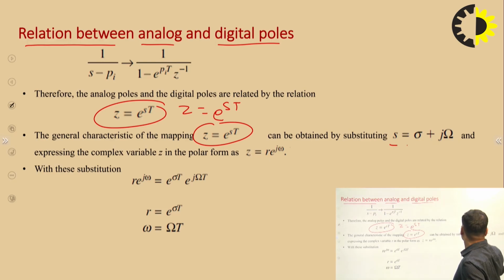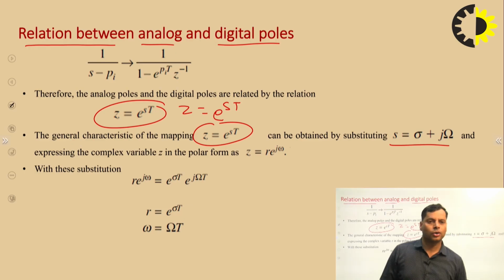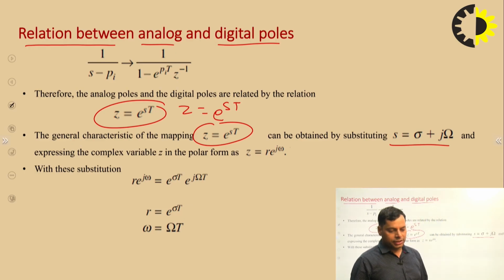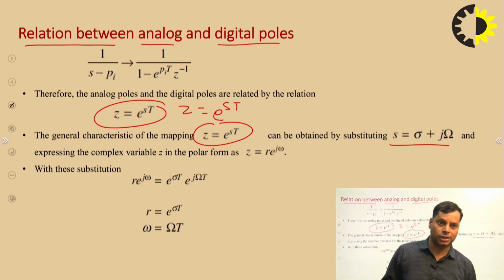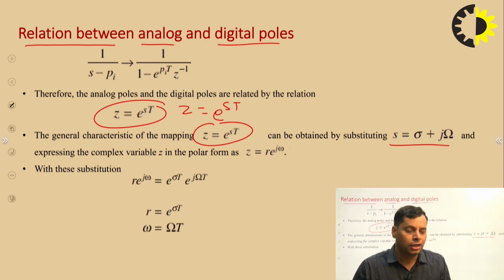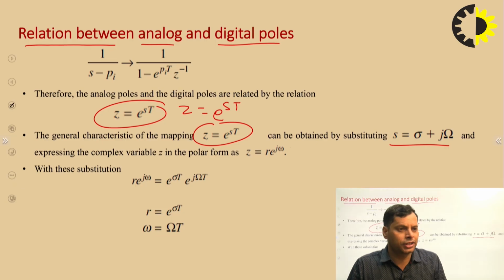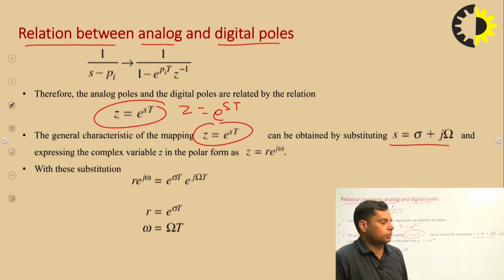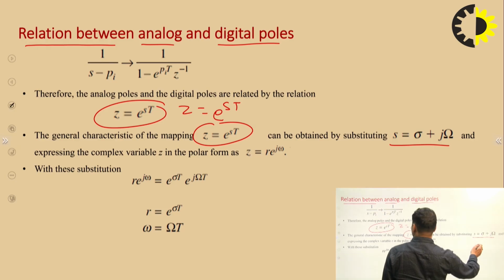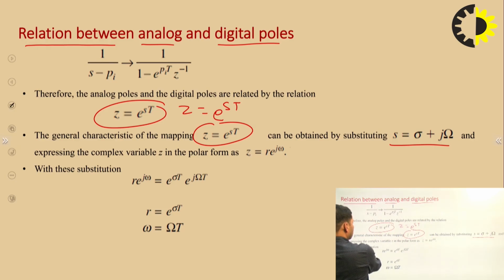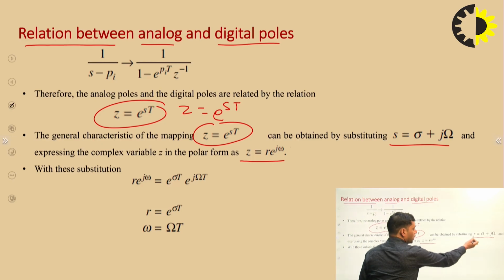The s will be represented by sigma plus j omega. Sigma means this s function, the Laplace variable, has a real and an imaginary coefficient, where the imaginary coefficient corresponds to the frequency response, which represents the frequency of the system. So s is equal to sigma plus j omega, and expressing the complex variable z in polar form, z is equal to r into e raised to the power of j omega. This is the representation of s.